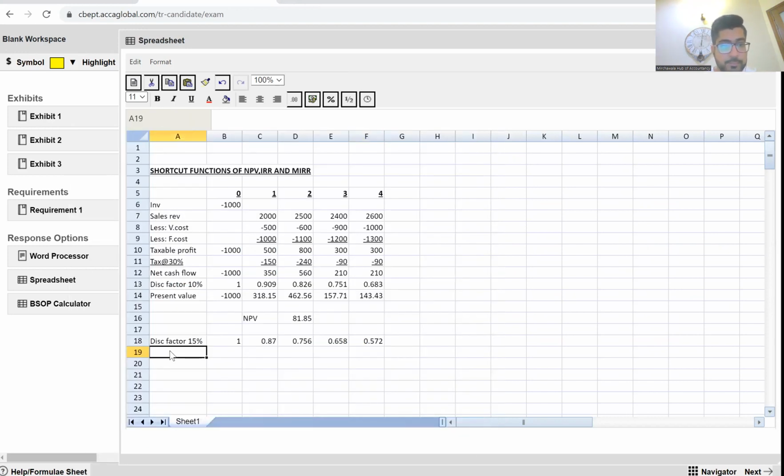Now again, net cash flows into discount factor give you present values. So now net cash flow is B12 asterisk B18, and then drag it.